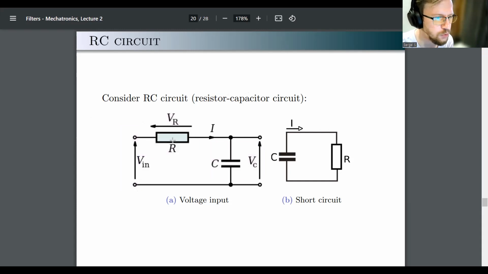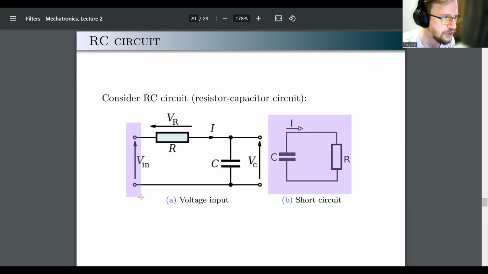If we don't have an input voltage, it becomes even simpler. What we are implying is that here, instead of a voltage, there is just a connection, a wire going straight through. So this would mean that the circuit becomes short-circuited, right? Short circuit, so no input voltage.